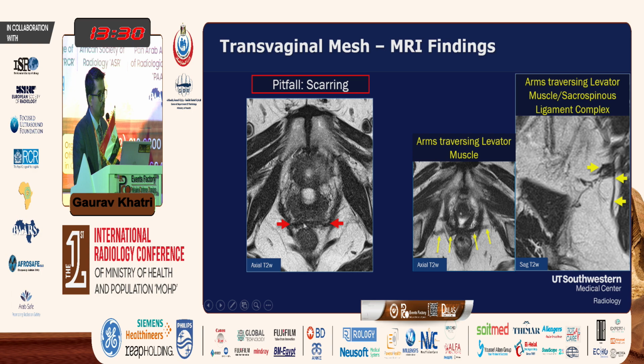So when I see this, what I say is I see a band of dark tissue between the posterior vaginal wall and the anterior rectum. This could be from primary repair. It could be scarring from primary repair of the fascia, or it could be mesh. If I see the arms going laterally, I'm more sure this is mesh. But if I don't see the arms going into the fat, then I cannot be sure whether this is mesh or scarring.